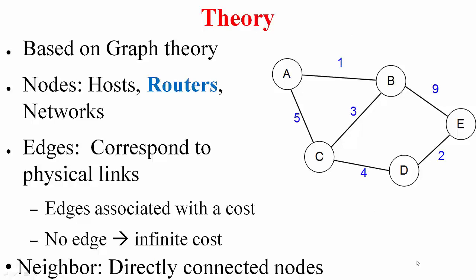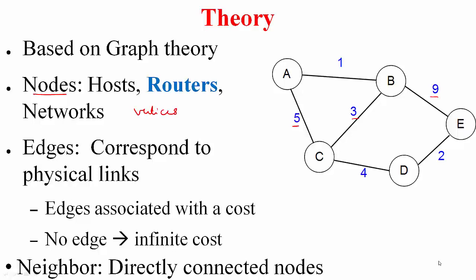Routing depends heavily on graph theory. Here is a graph. So this graph has what are called nodes and edges between the nodes. These nodes are also called vertices. And an edge is often associated with a cost that is represented here. And if there is no edge between two nodes, like there is no edge between A and E, one can view it as an edge with infinite cost.